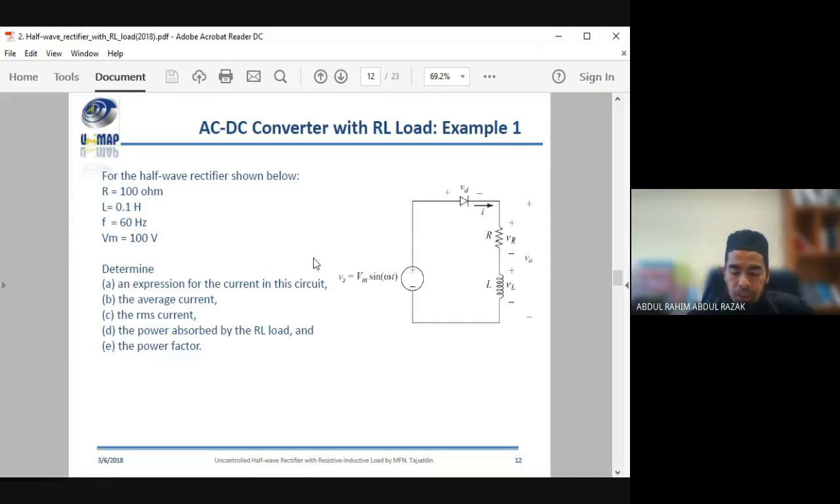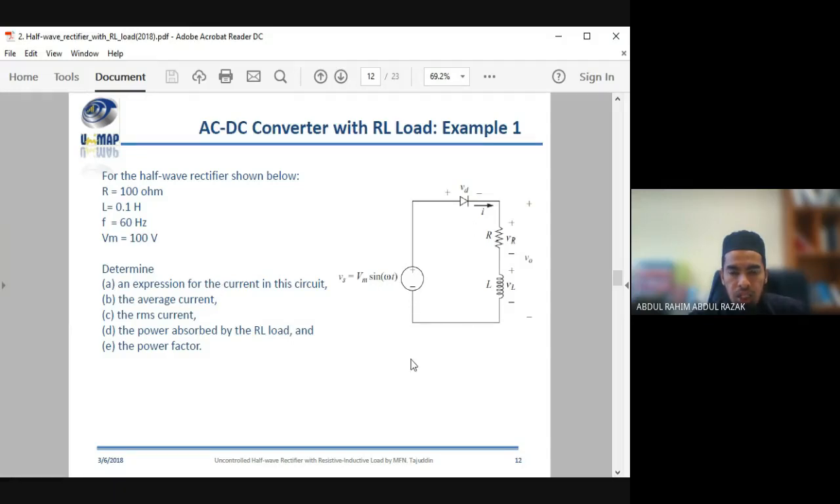Okay, for example, this one is available inside your reference books, page 71. Let's say we have this scenario whereby we have a source of 100 volt maximum, peak voltage of 100 volt, sine wave. And we have a diode, and an element of R and L, of 100 ohm and 0.1 Henry. So determine the expression of the current in this circuit.